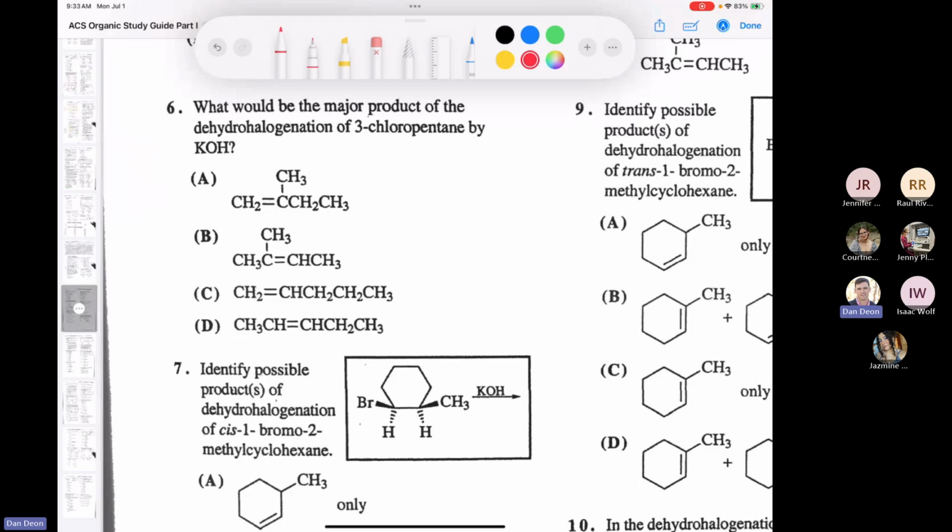Question number 6 is a good one. It says, what would be the major product of dehydrohalogenation? So if it's dehydrohalogenation of 3-chloropentane by KOH, it means you're losing a hydrogen and a halogen, so you're going to lose HCl, right? Because the halogen is, it's 3-chloropentane.